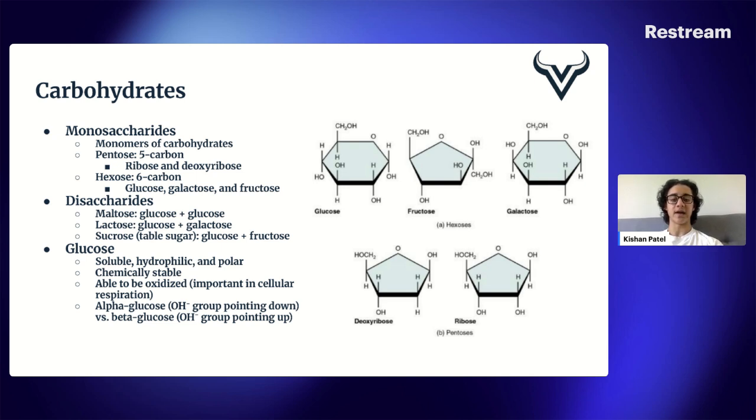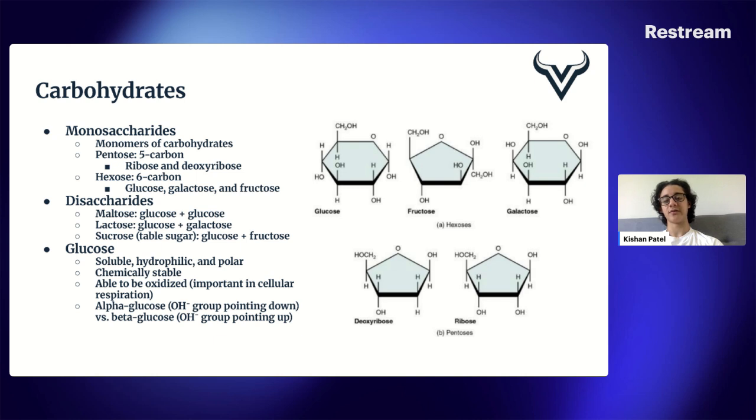So you can see that glucose and galactose have a hexagonal shape, and deoxyribose and ribose have a pentagonal. Fructose also has a pentagonal, but you can see that there's two CH2OH groups, meaning that it has six carbons. And next, we can look at some disaccharides. So we're going to look at the top three.